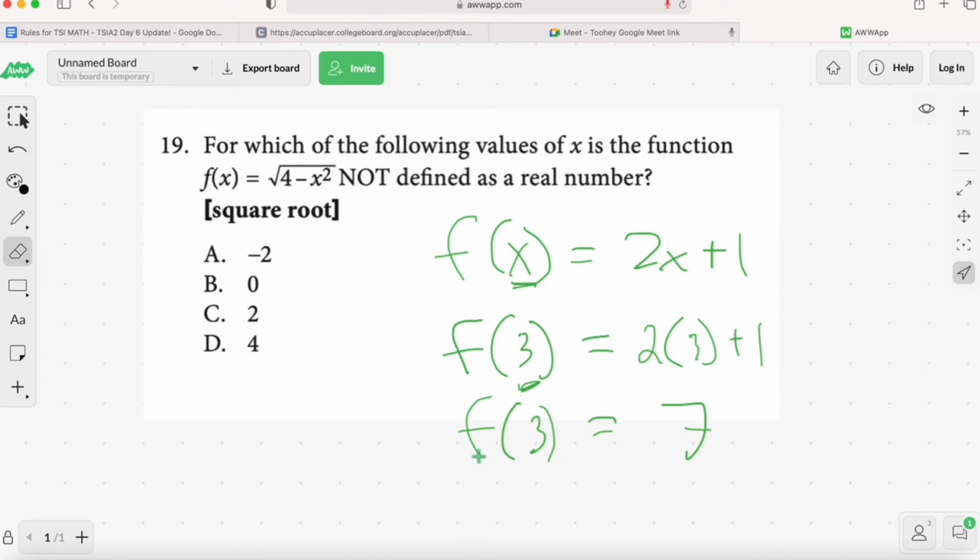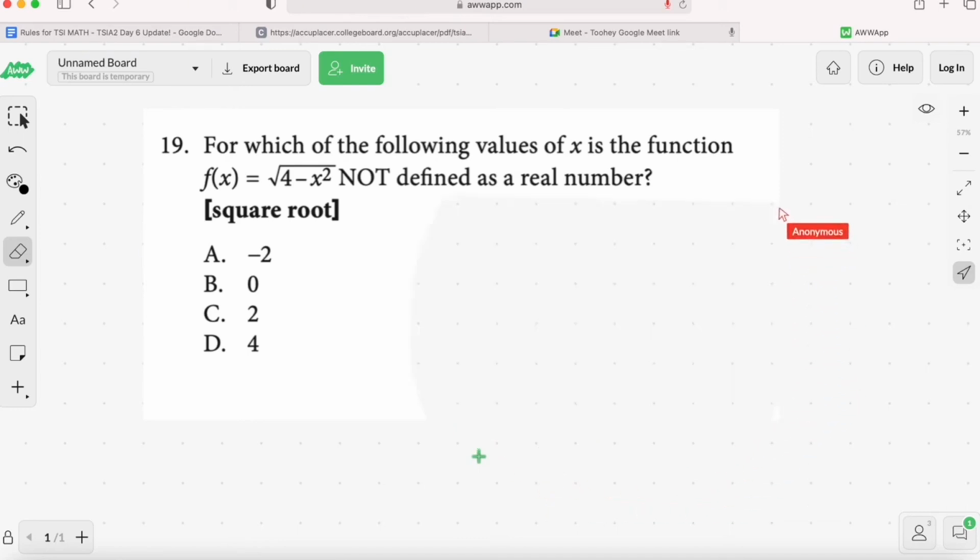Now, we're looking for the one that is not defined as a real number. Ooh, this is really like a definition question. Okay. We got to know what this term real number means. Okay? That term real number. Do you know what a real number is?